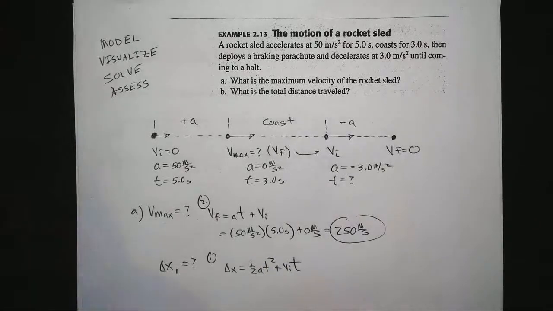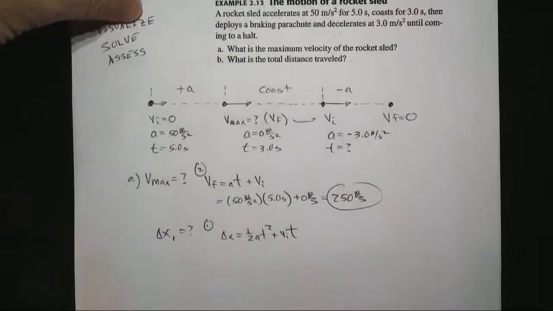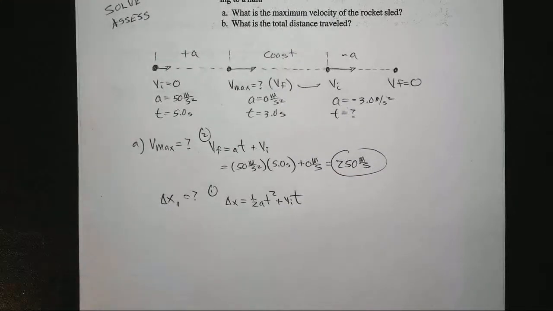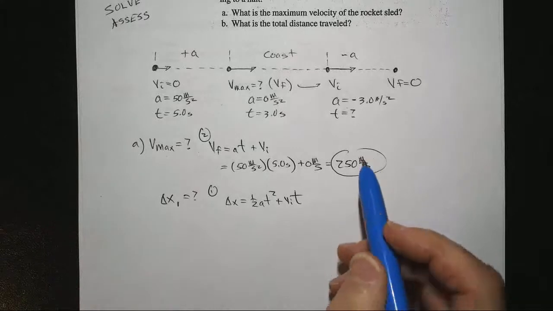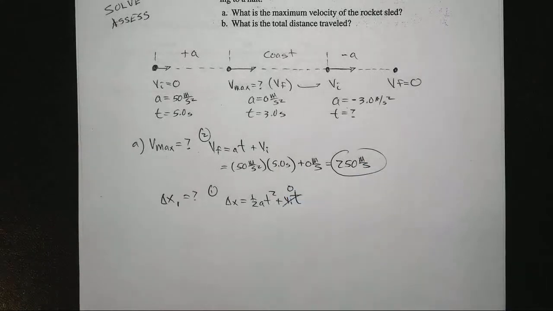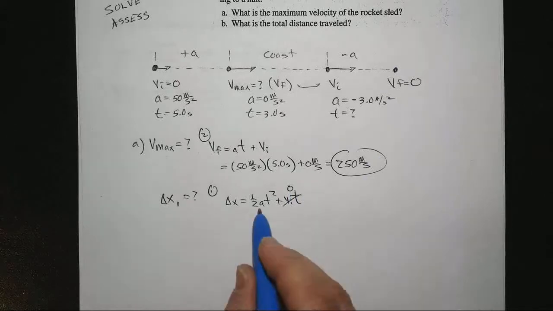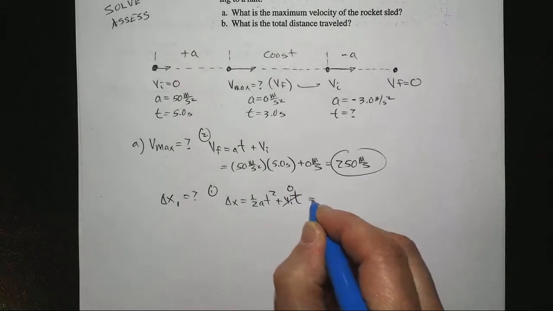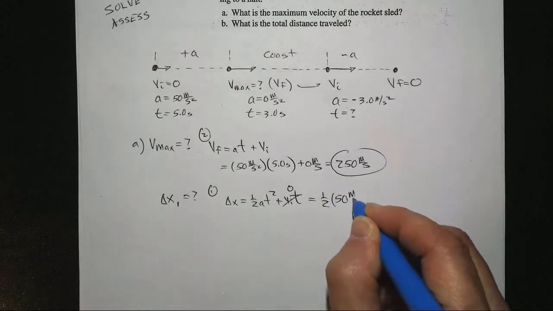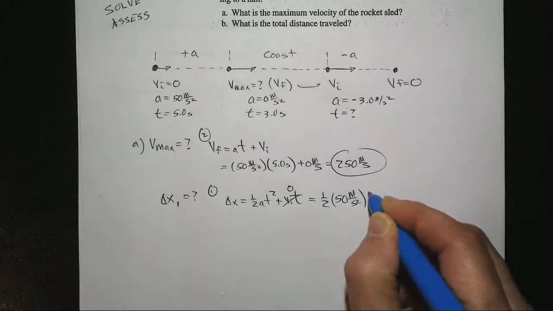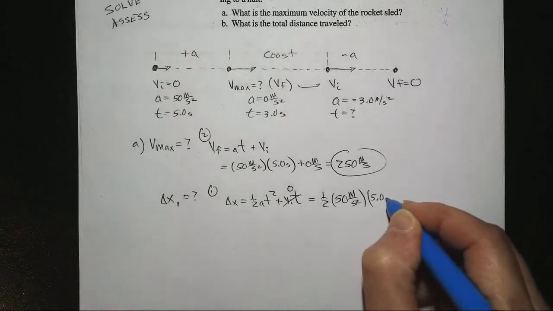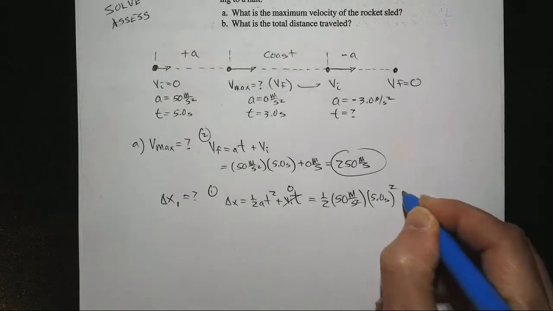Now, to use this equation, I'm going to scoot this up a little bit for you. To use this equation, we're just going to put in what we know. Now, recall that the initial velocity equals 0, so this part I don't even need to worry about. So all I need is 1/2 times A times T squared. That's going to be 1/2 times 50 meters per second squared times the time, which is 5.0 seconds squared.